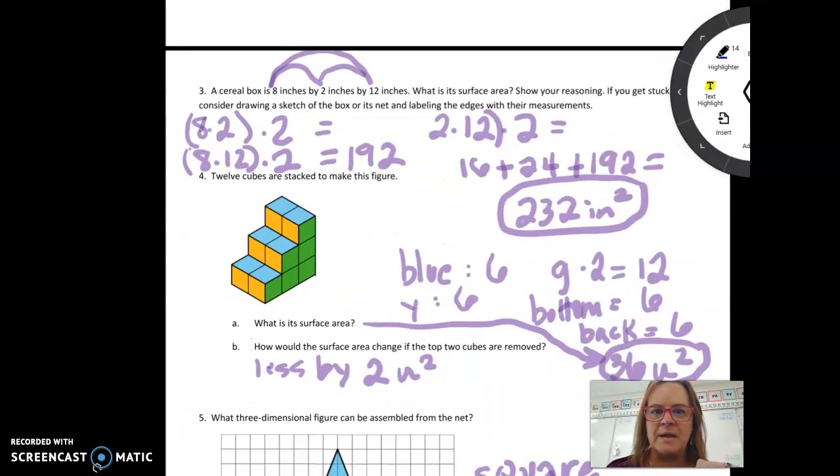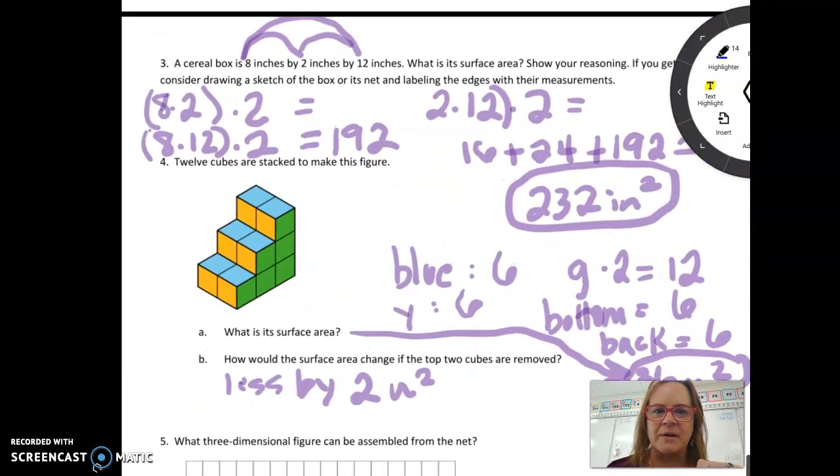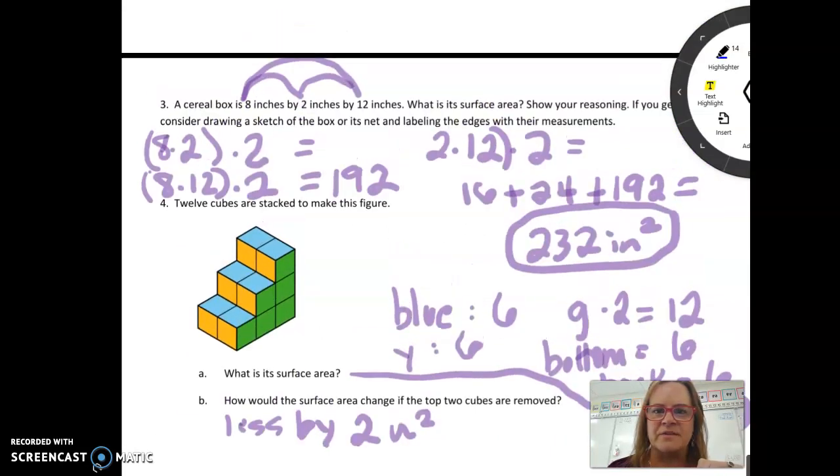All right, in number 3, we have a cereal box. Actually, we don't have a view of a cereal box. We just can imagine what one looks like. And we have to determine the surface area. Well, the dimensions are given. It's an 8 by 2 by 12.